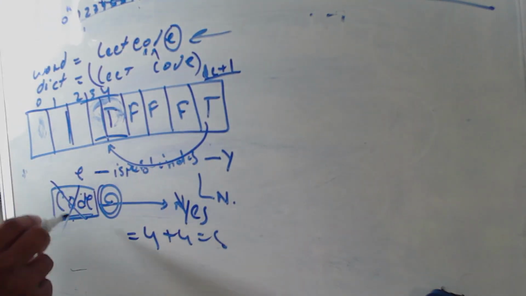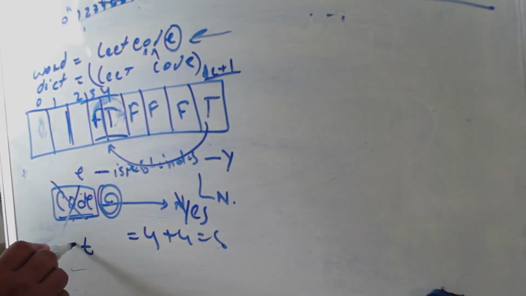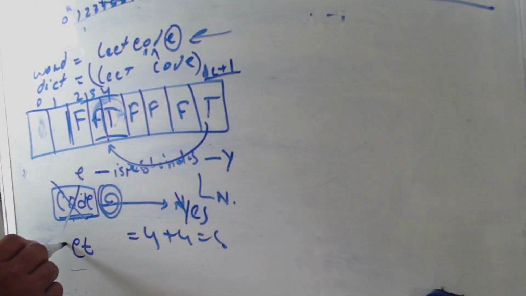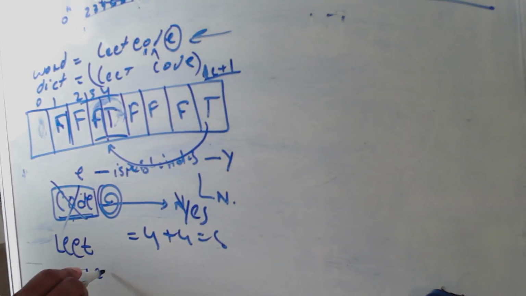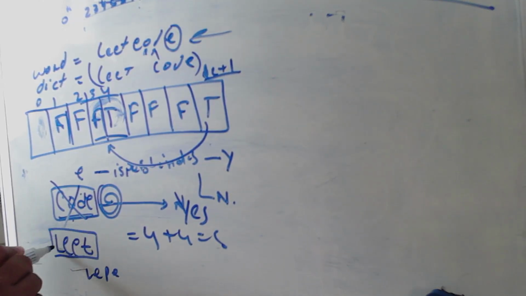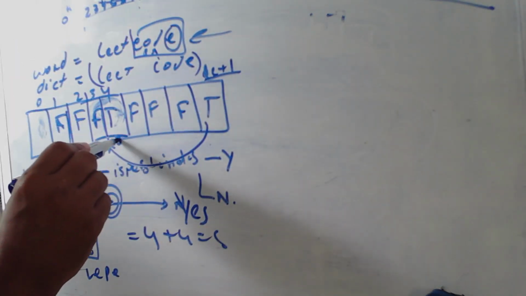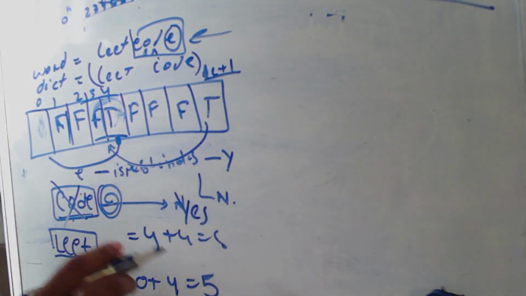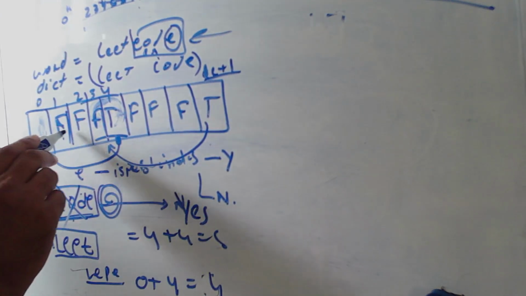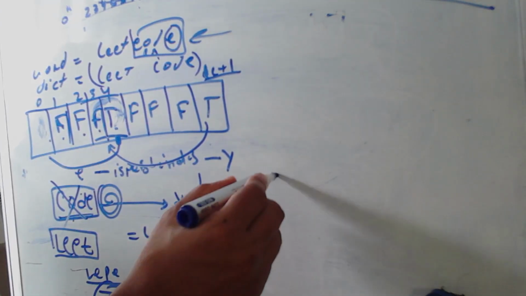It's already present. So now again we're going to start from T. T present? No. ET present? No. TET present? No. Now we're going to get leet. Hey, leet is present. So when leet is present, whatever the rest of the word, code, is it already present? We're going to find this from here. So 0 plus length of leet, that is 4, is position 4, that is 0, 1, 2, 3, 4. Position 4 is equal to true. So the whole word is present, and we have to return true.